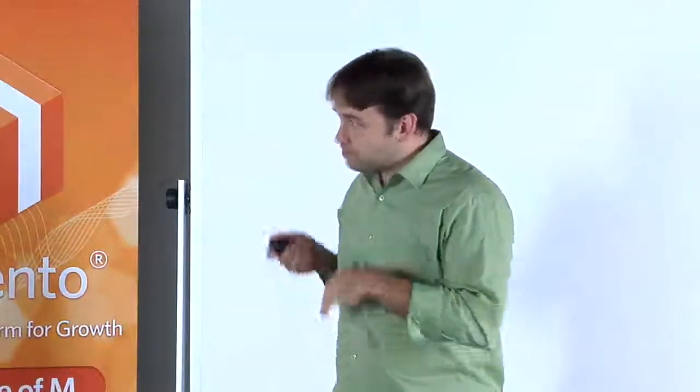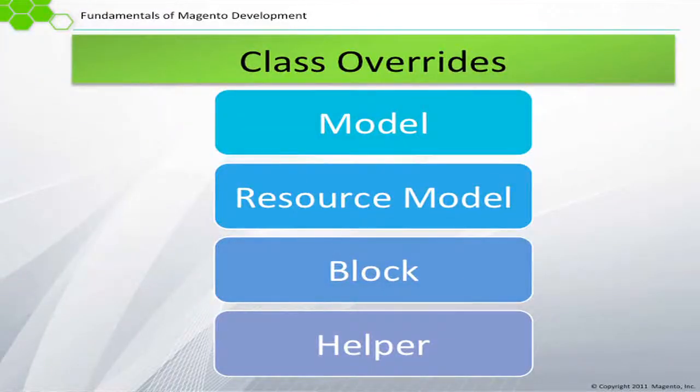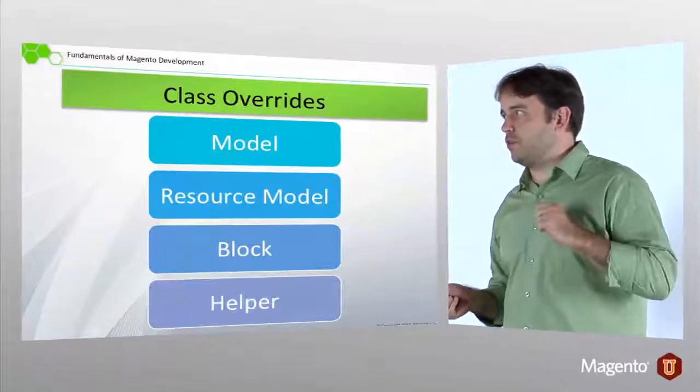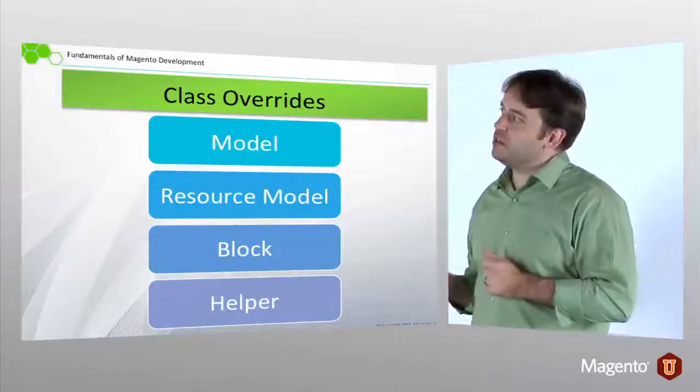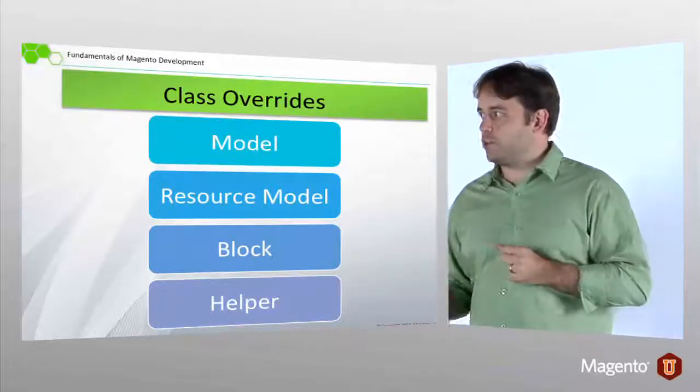But two different approaches. The observers actually tend to be a little less intrusive and less prone to collisions between, say, two modules needing to override the same class. You have to actually kind of chain that together. But yeah, we'll look at that. So what can you override? Via this system, you can override models, resource models, so that's entity models and then collections and resource models themselves, blocks, and helpers.